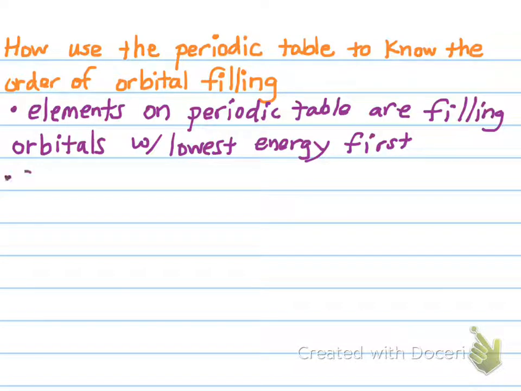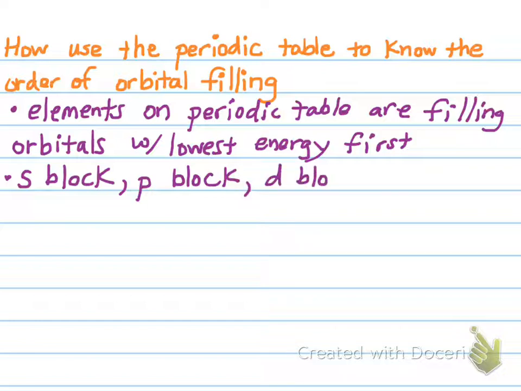So we just have to be able to recognize that S block where we're putting electrons into our S sublevel, our P block where we're putting electrons into our P sublevel, our D block where we're putting electrons into our D sublevel, and our F block where we're putting electrons into our F sublevel. And in our S block, there are 2 elements because an S block will hold 2 electrons.